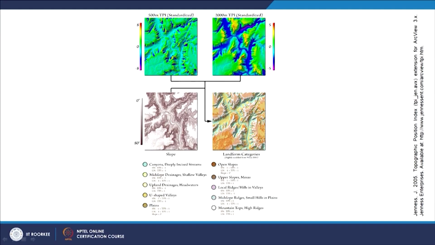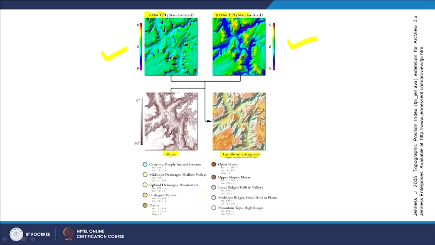Example here, 500 spatial resolution TPI and again 2000 meter spatial resolution TPI, two different classifications. These maps we have already seen. Now, when we classify based on slope or landform categories, these are the categories which we can do.